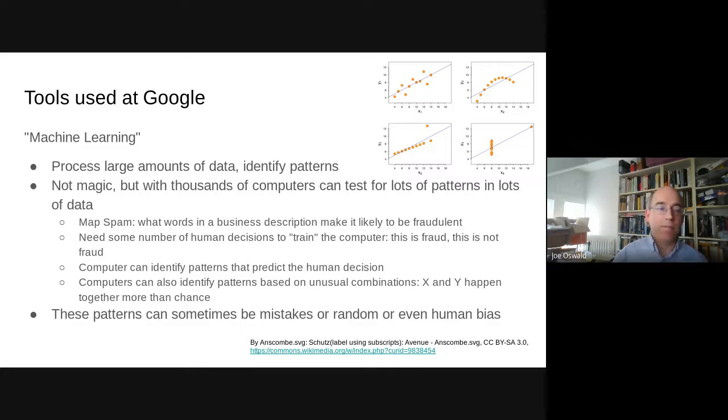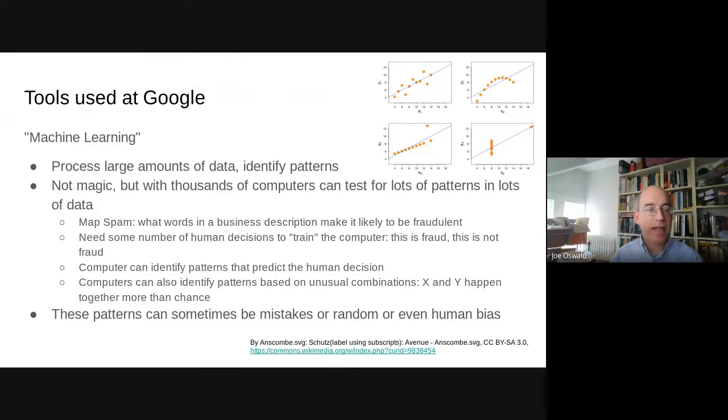And computers can also identify patterns based on some unusual combinations. So there's some very rare phenomenon, some pattern that we might call X and some other pattern Y. Both of them are very rare, but they happen together at the same time much more than you might expect by chance. And so those patterns may be a very useful sign that there's something about the world or the data that is interesting, and a human might be able to look at it and understand something about the data.